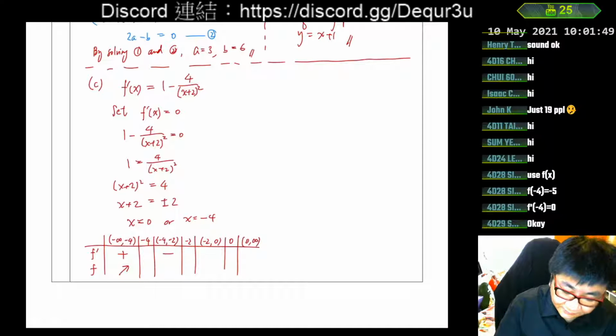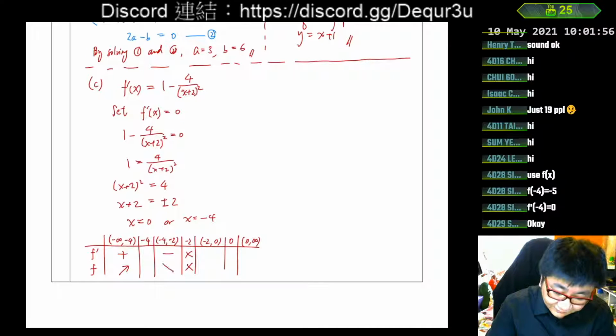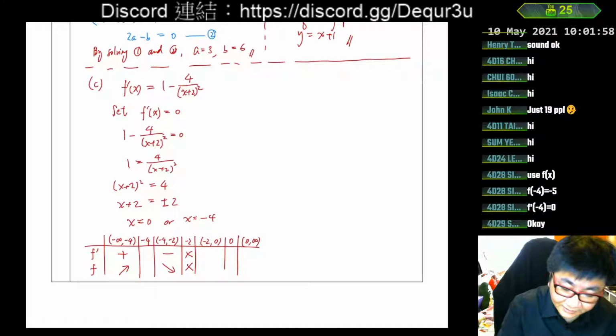And the negative 2 is the asymptote position, therefore nothing for slope or function value. And the negative before means decreasing. And then in fact, we can conclude here, this is a maximum point. Alright, next, let's go on.